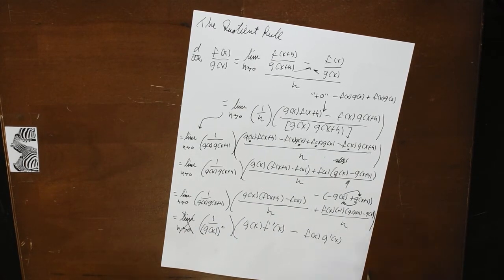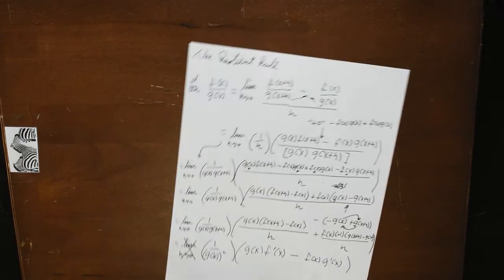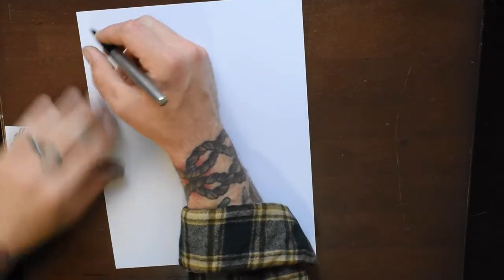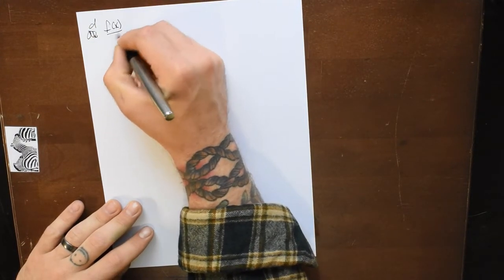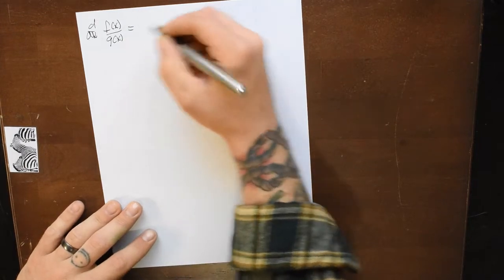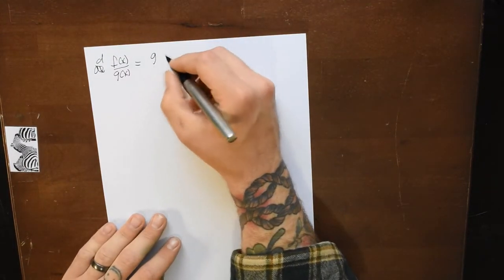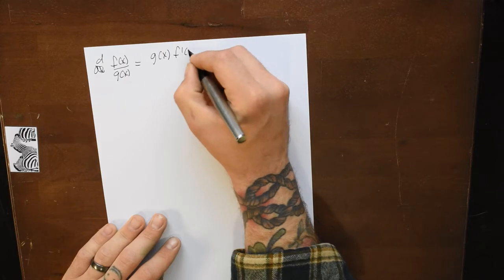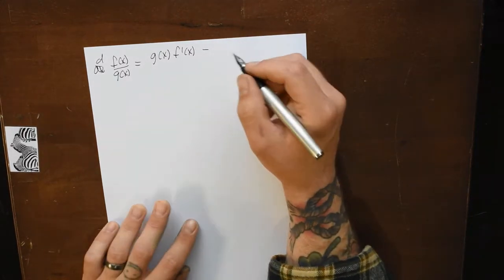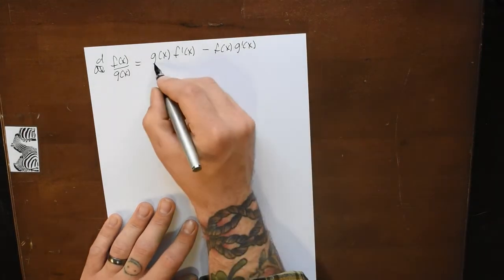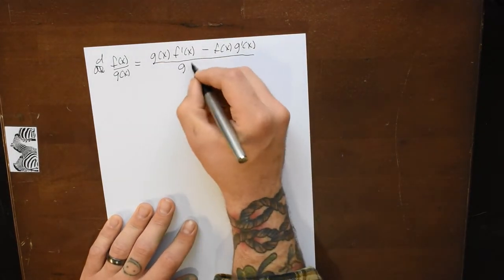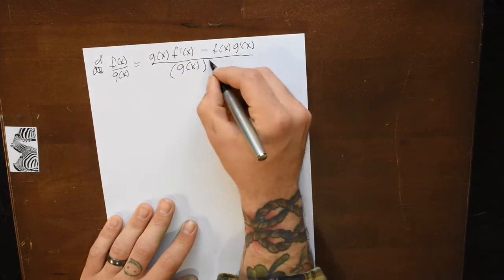So, if we write this in a nice condensed form, what we get for the quotient rule is that the derivative with regards to x of f of x divided by g of x is equal to g of x, f prime of x, minus f of x, g prime of x, all over g of x squared.